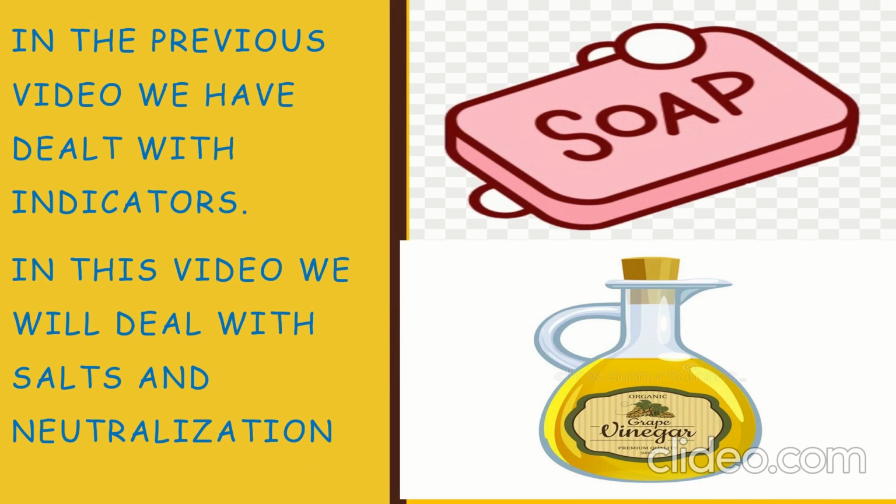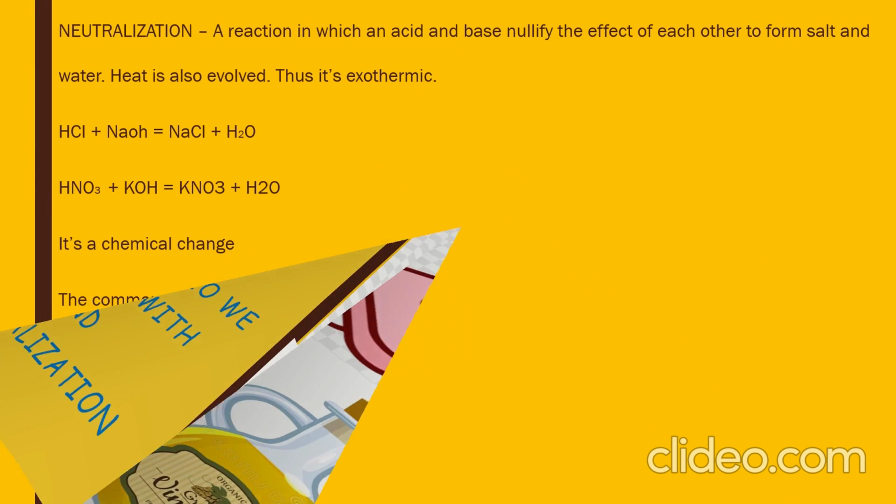So in the previous video, we dealt with indicators. So now we know about acids, we know about bases, what the differences between them are, we know a lot about them, and we know how we can identify them by using different indicators. Now this is the last part where we are going to learn about salts and a process called neutralization.